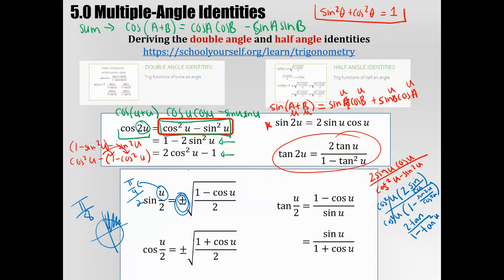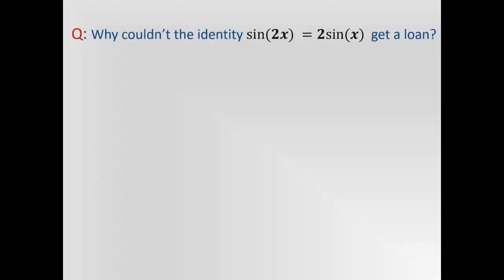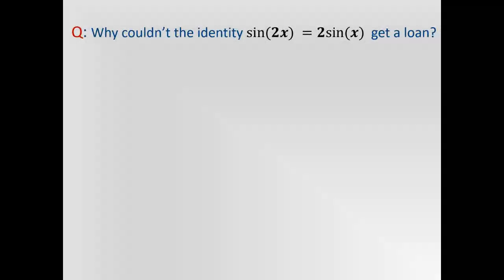The proof for this is a little more involved. It's actually in this PowerPoint. I'm not going to go through it, but if you have downloaded the PowerPoint, I believe you will be able to see it. Take a look at this video for more information about it. Okay, important. So before we move on, why couldn't the identity sine 2x equal 2 sine x be true?